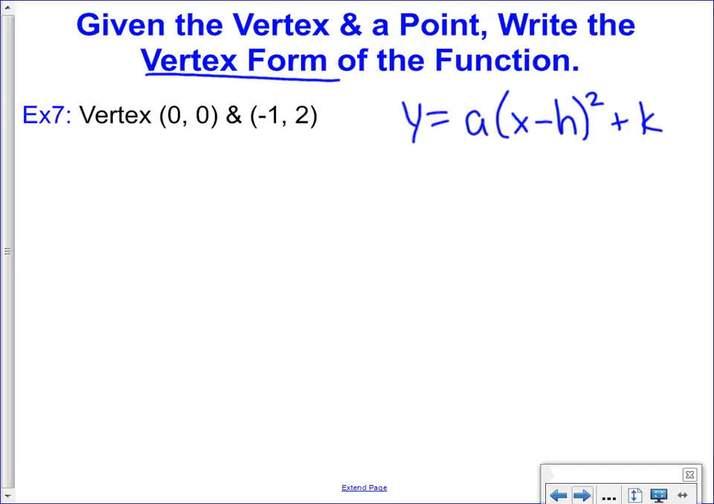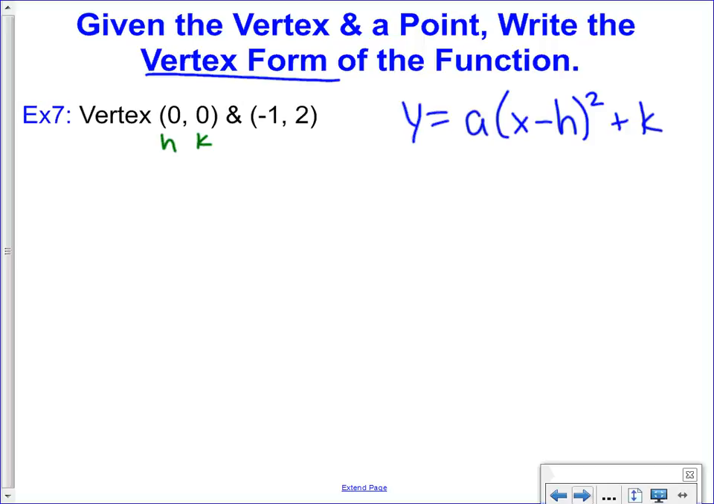In that formula, these 2 points give us 4 out of the 5 letters. What does the vertex tell you? It's h and k. What does the negative 1, negative 2 tell you? y and x. What are we missing? a. So all we do is find a and then go backwards.